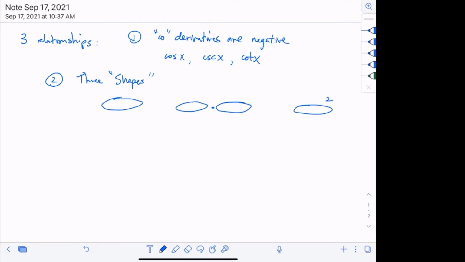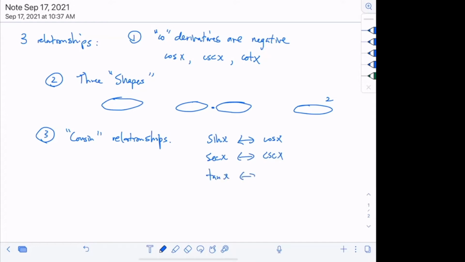The third way that I remember it, and I'm certain this is only me, is what I call cousin relationships. So what do I mean by that? I mean that sine of x and cosine of x are cousins. Secant x and cosecant x are also cousins. And tangent of x and cotangent of x are cousins as well.